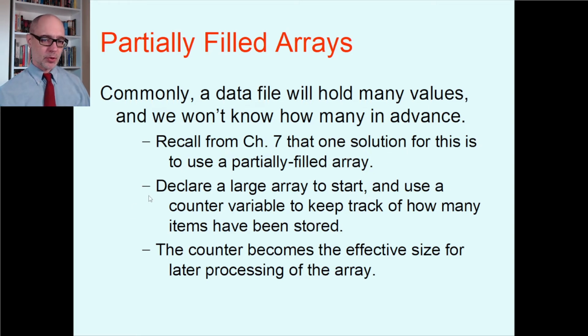And as a reminder, what we're going to do is declare a very large array to start, something that's clearly more than you'll ever need. So just declare a really large array. And then as stuff gets read in with our while loop, like we always do, use a counter variable to keep track of how many items have been stored, just like we did before. And then when you have all that data stored in your partially filled array, that counter becomes the effective size for later processing, for your for loops that come later on when you're finding the total or the minimum or the maximum or whatever you're doing.